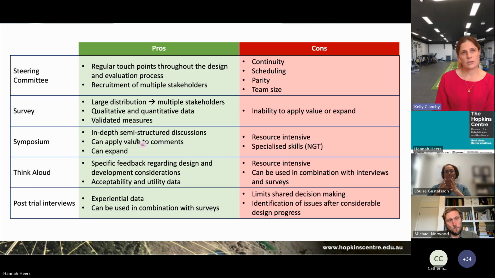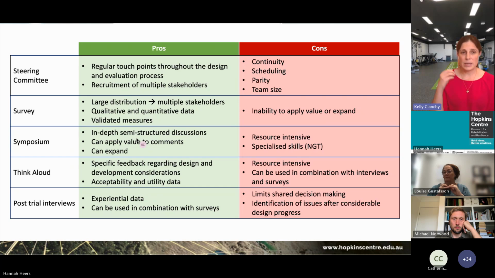When I read the literature relating to co-design, rightly or wrongly, post-trial interviews seem to be one of the methods that's used the most. And it makes a lot of sense when you think about it because it gains a lot of experiential data. These are the people who have engaged with this system to the highest level, so they have the best understanding of how it works. You can combine them with other research methods and you can compare and contrast your results as well.